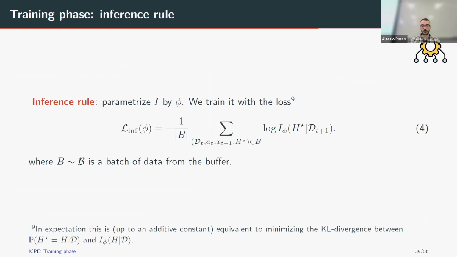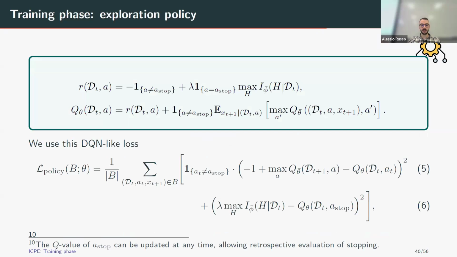How are we gonna train the inference rule? So we can train it with the cross entropy loss. So we are making the assumption that we are sampling trajectories from a simulator, from a prior. And so we also know what is the true hypothesis. So we are gonna do a cross entropy loss where we use as target the true hypothesis. And this is in expectation equivalent to minimizing the KL divergence between I and the posterior distribution, the true one. And for training the policy, instead, we use the reward function that we defined before.